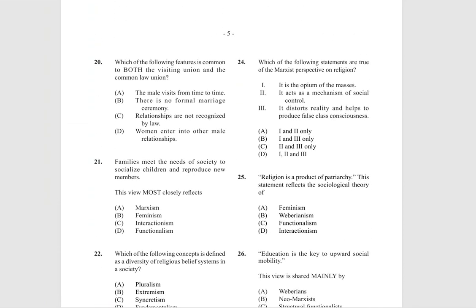Alright, so let's move along. 20, which of the following features is common to both the visiting union and the common law union? The male visits from time to time. There is no formal marriage ceremony. Relationships are not recognized by law, or women enter into other female relationships. Alright, so we know that there is no formal marriage in that type of union.